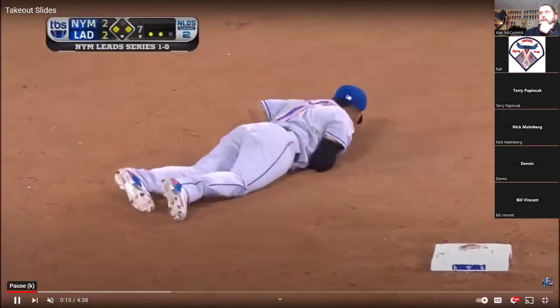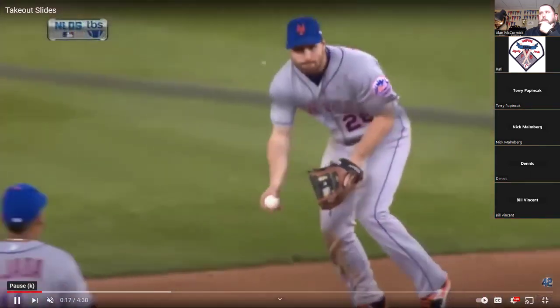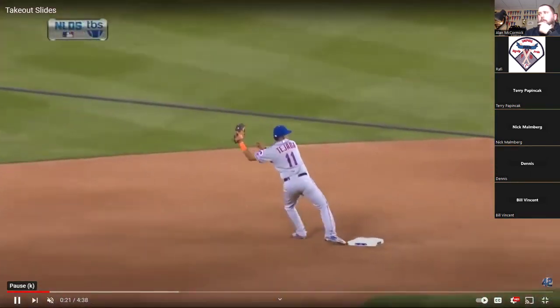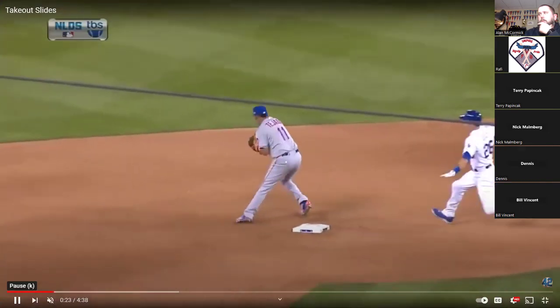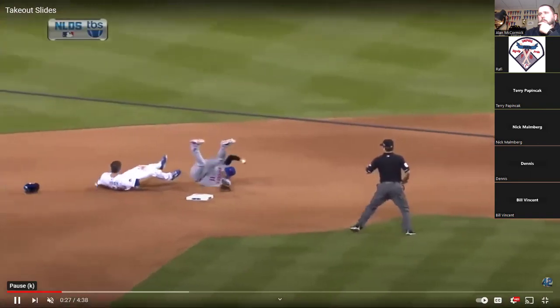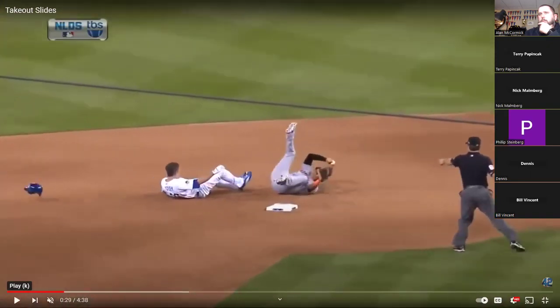All right, so we'll take a look at this one. If somebody wants to unmute or put in the chat, what is wrong with this slide? I think a better question might be what isn't wrong with that slide. Yeah. So here on this one, this is obviously a takeout slide. This would be malicious contact as well.